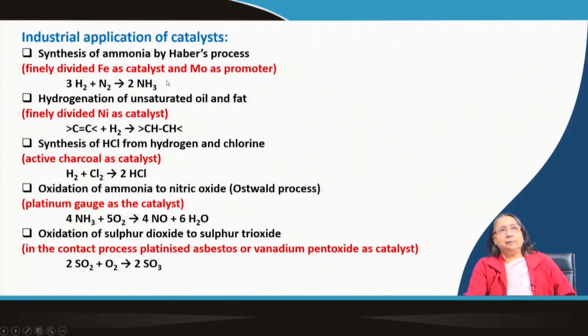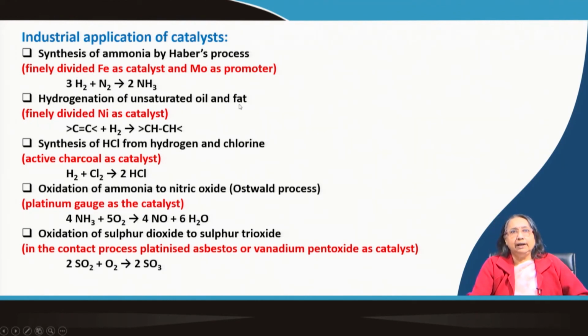After such a huge temperature and pressure application, and even a catalyst, the yield is very low, but it still got a Nobel Prize. That is very interesting to see. At that time it was so important. Now, hydrogenation of unsaturated oil and fat.